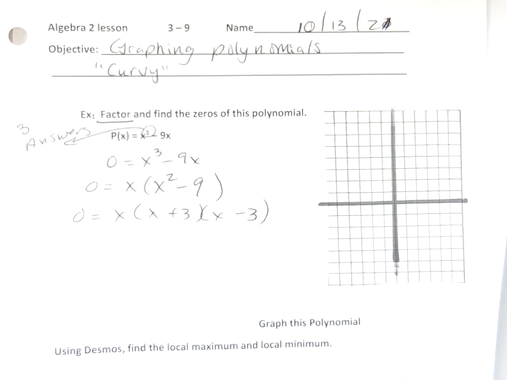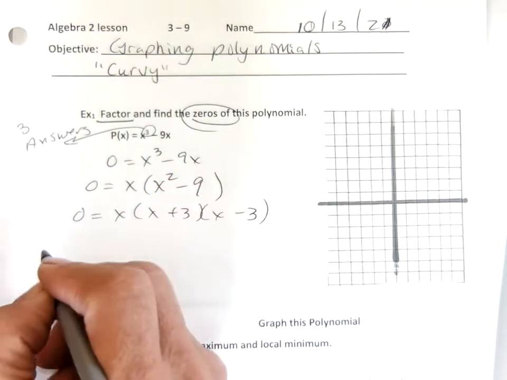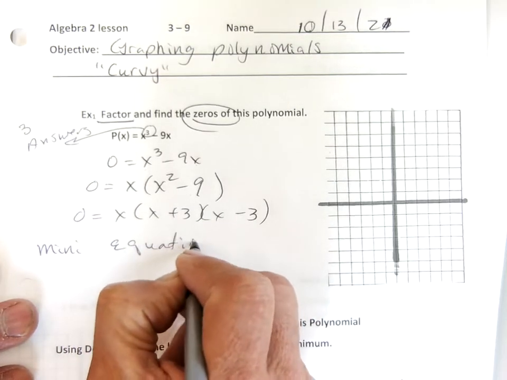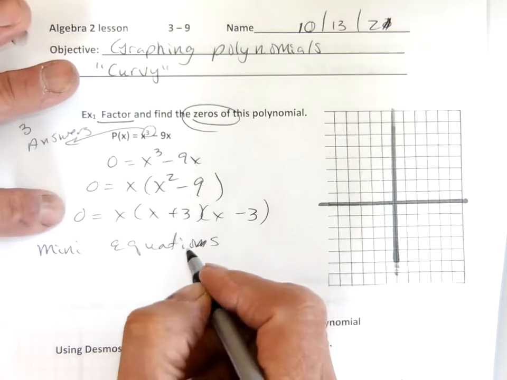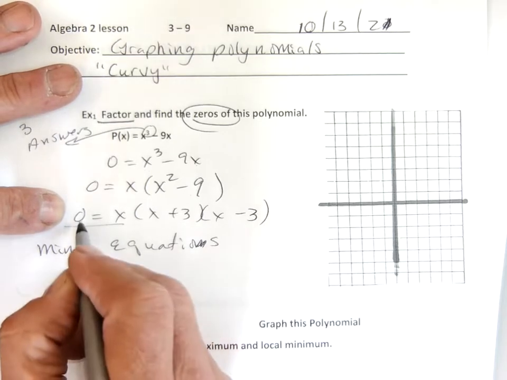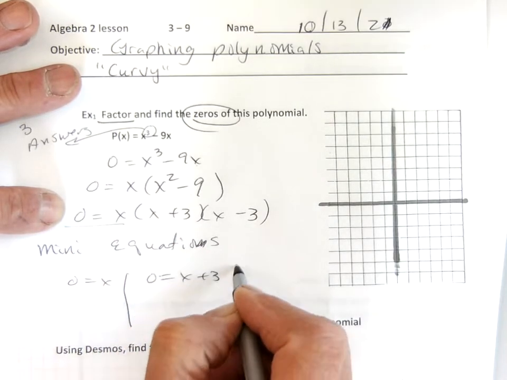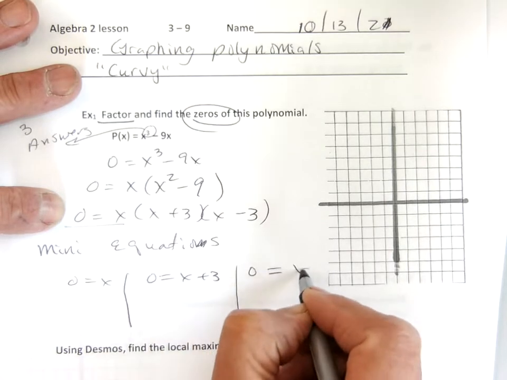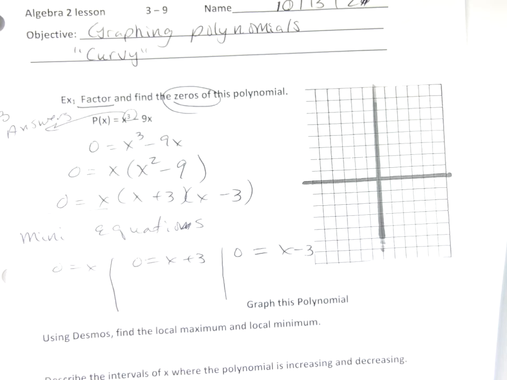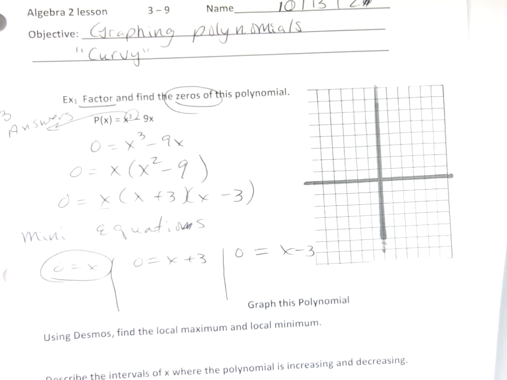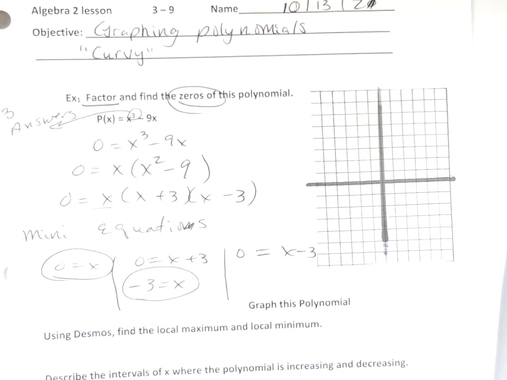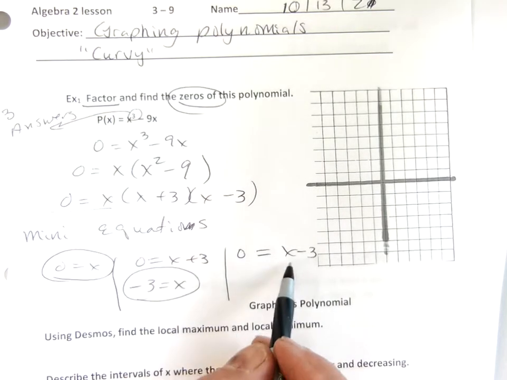Well, we're not done because I want the zeros, so I've got my mini equations, right? So I'll have 0 equals an x. I'll have 0 equals an x plus 3. Now 0 equals an x minus 3, okay? And then I'll just solve. Well, solving is going to be pretty easy in this case. x equals 0, that's done, right? Minus 3, x equals negative 3. Again, we're in Algebra 2. I shouldn't have to solve that, right? Plus 3.